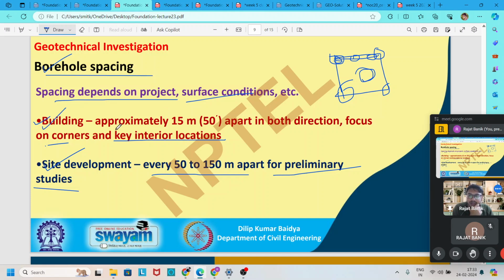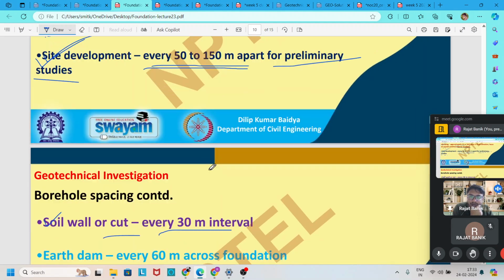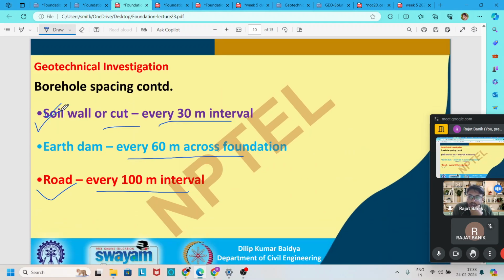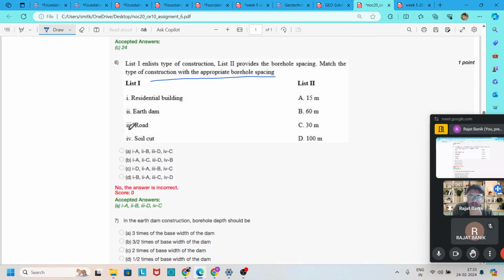For building, it is 15 meter. For site development, it is 50 to 150 meter. For soil wall or cut, it is 30 meter. For earth dam, it is 60 meter. For road, it is 100 meter. So go back to our question. They said for road, so we know that it is 100 meter interval. The spacing between two boreholes is 100 meter.